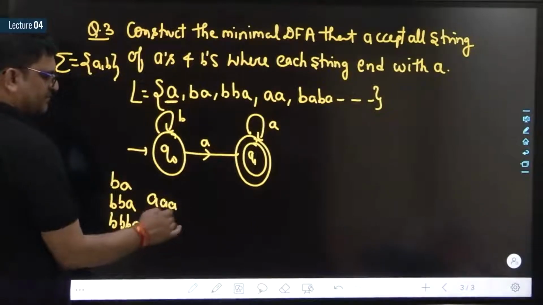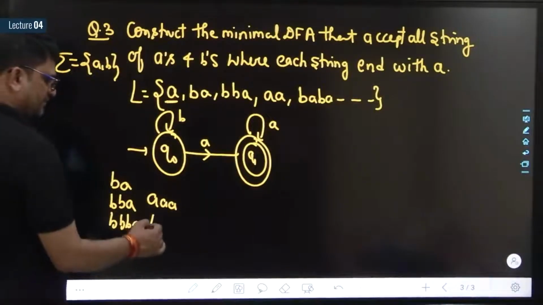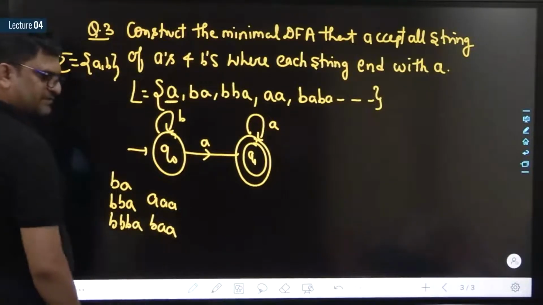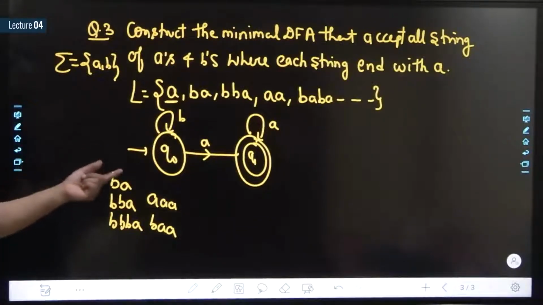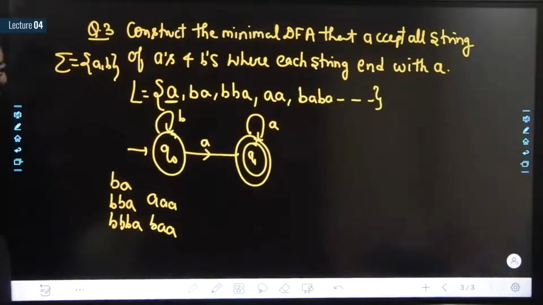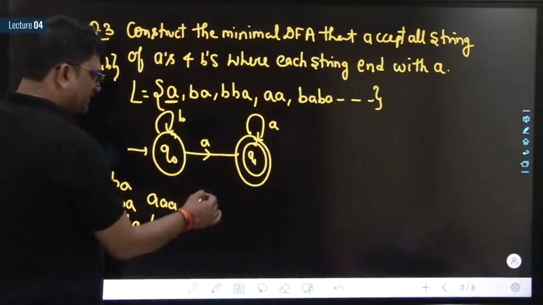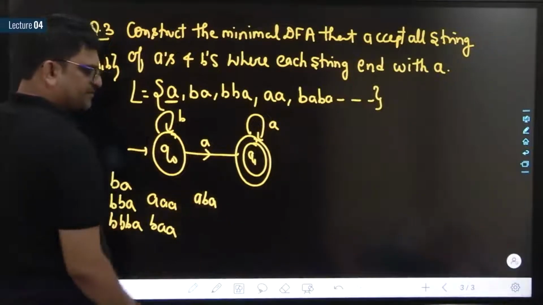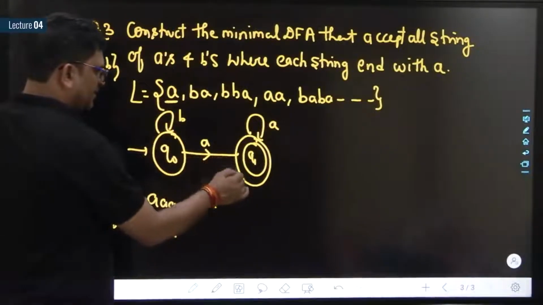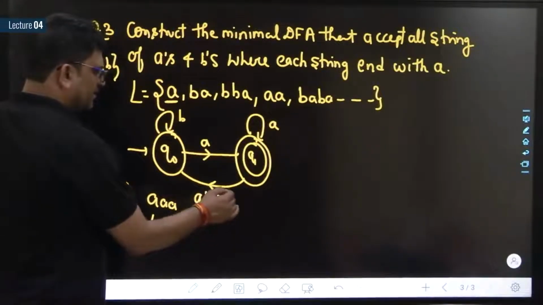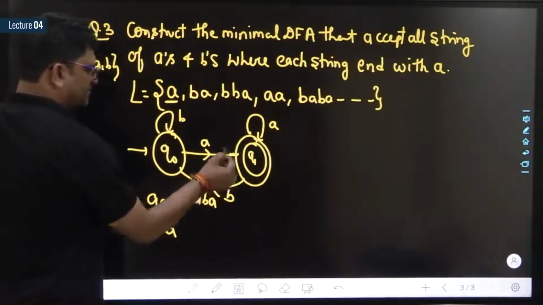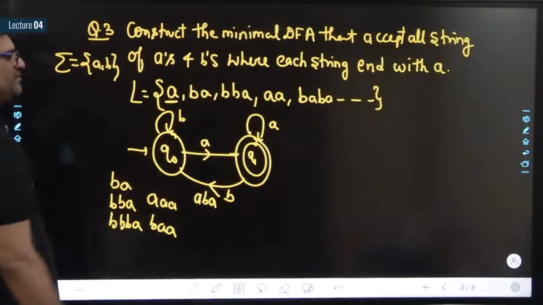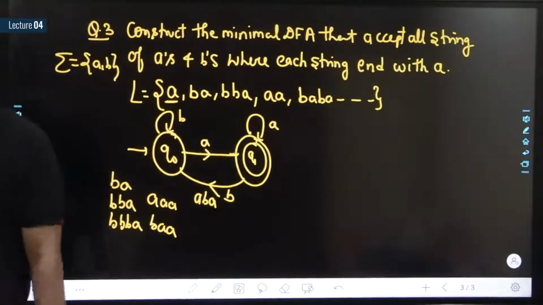A is accepted. Yes or no? B double A is accepted. Now, what is the transition for input symbol B onto the state Q1? A, B, A is accepted or not? A, B, A is accepted. This is the minimal DFA for this language.